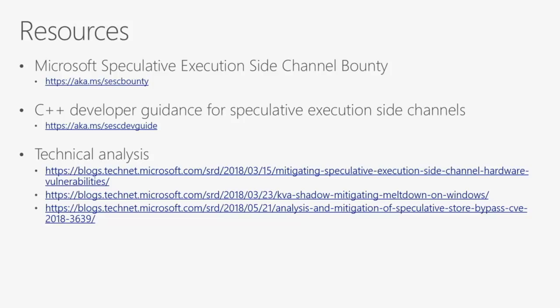We expect speculative execution side channel vulnerabilities to be a continuing source of research. And so we have our speculative execution side channel bounty. Max payout is 250K for new variants. We also have some blogs on TechNet with more technical analysis of any of the variants, as well as developer guidance. All right, so thanks for listening.